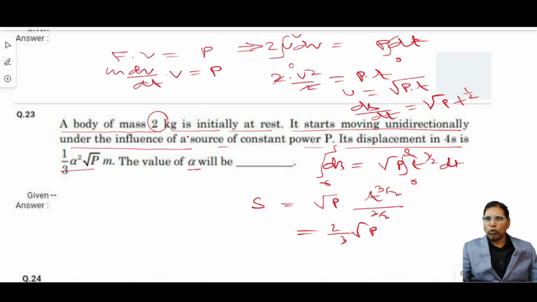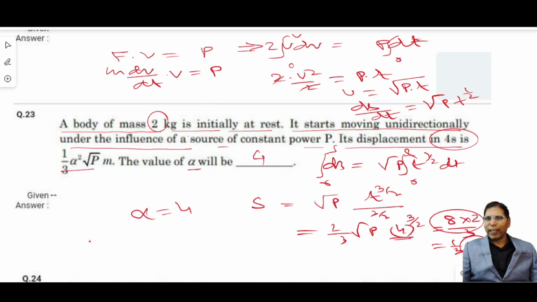Now T is equal to 4 seconds. So 4 to the power 3 by 2, this means 8. So 8 into 2 by 3 root over P is the displacement. Now this is 1/3 alpha square root over P. So alpha square is equal to 16. Therefore alpha equals 4. So 4 is the answer.